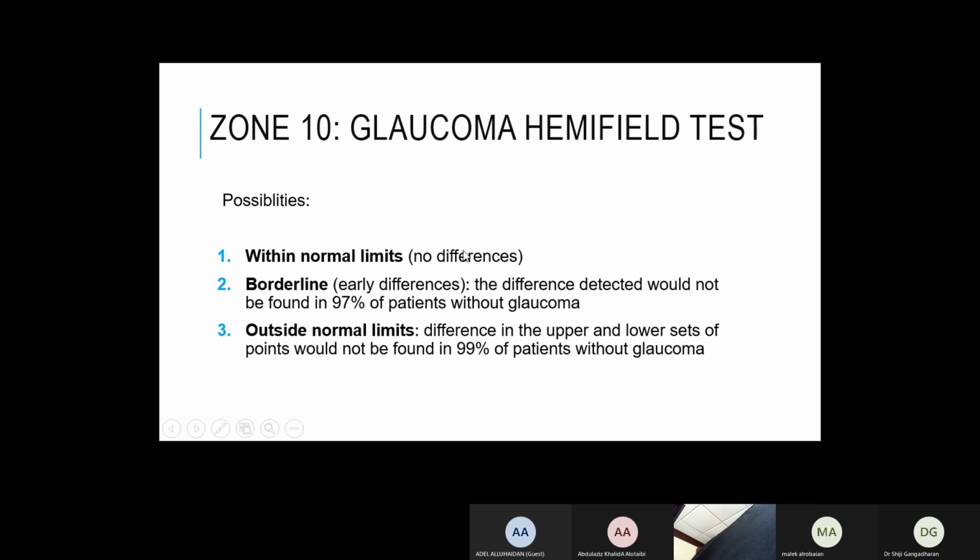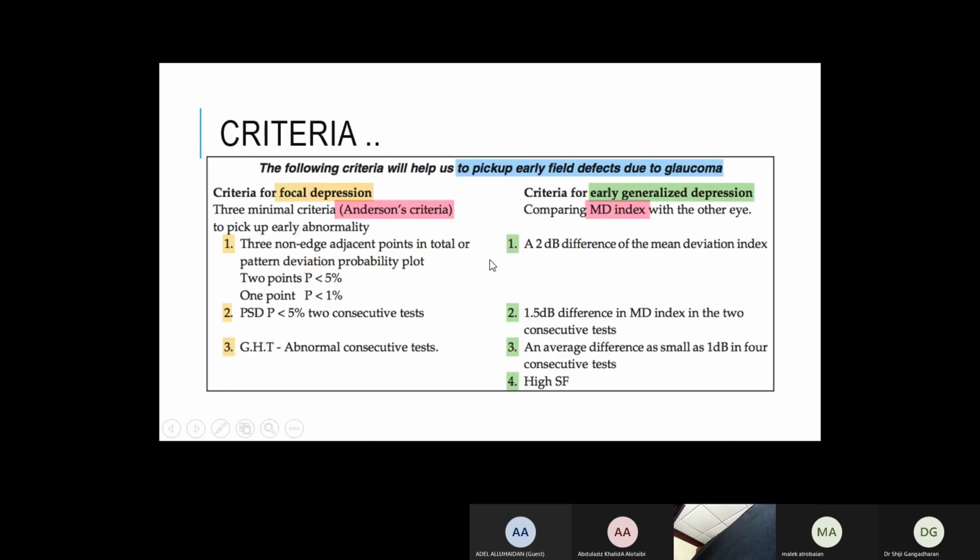The possible results of the glaucoma hemifield test are: within normal limits, which means there's no difference; borderline, which means the difference detected would not be found in 97% of patients without glaucoma; or outside normal limits, where the difference between the upper and lower sets of points would not be found in 99% of patients without glaucoma. So we can use these criteria to detect real focal or generalized defects in the visual field.